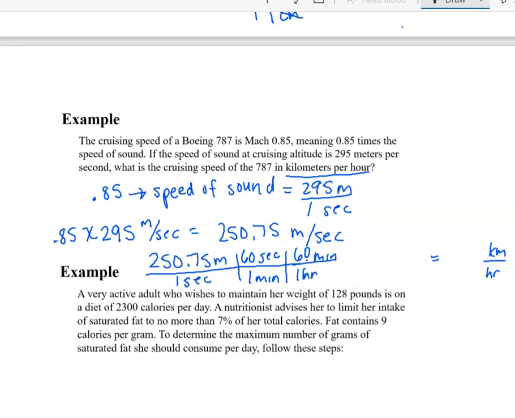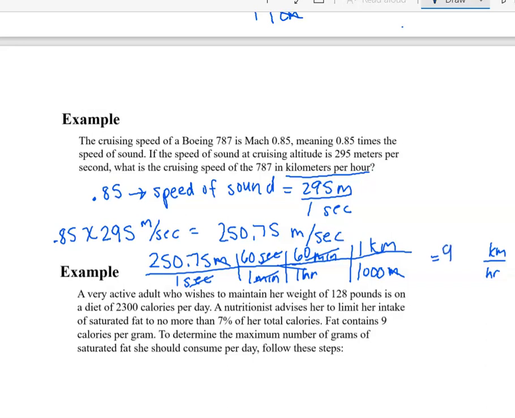Okay, and now I've got my hours because my minutes are going to cancel out, my seconds are going to cancel out. Now let's work on our meters to kilometers. Well, I know that there are 1,000 meters in every 1 kilometer, so that's going to make my meters cancel out. So I need to do 250.75 times 60 times 60 again times 1, and then I need to divide that by this 1,000 that's on the bottom.